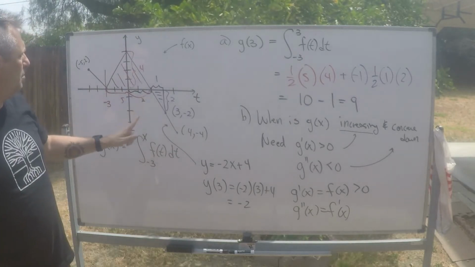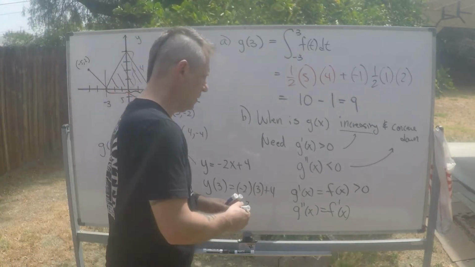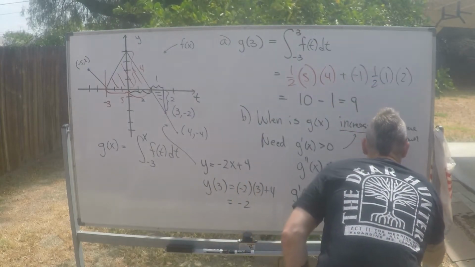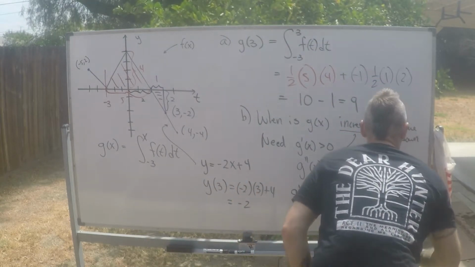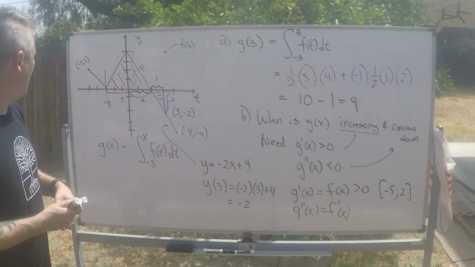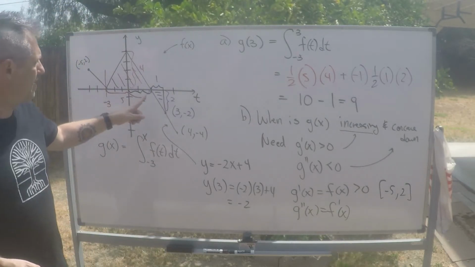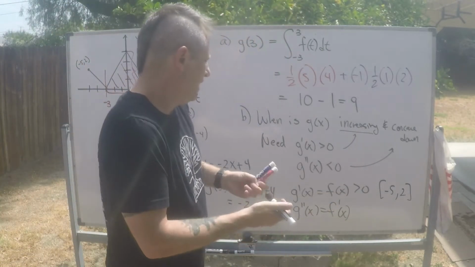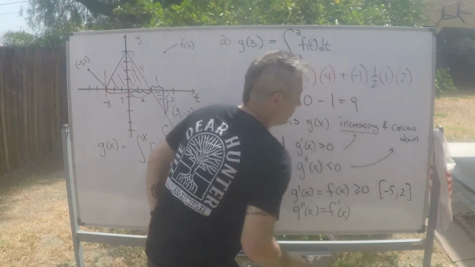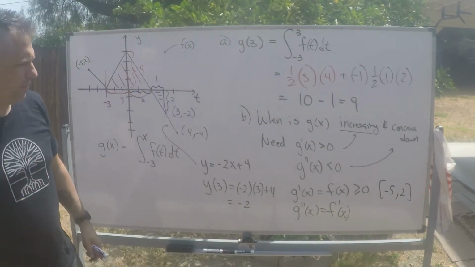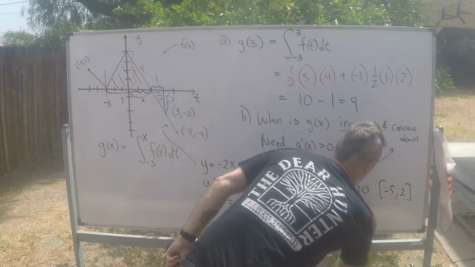-5 and going up to 2, it looks like. -5 to 2. Again, technically at -3 it's 0, and at 2 it's also 0. So let's just put a greater than or equal here, so I'm not saying something false. Here I need this to be less than or equal to 0.